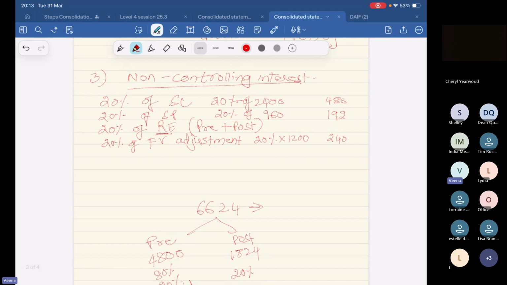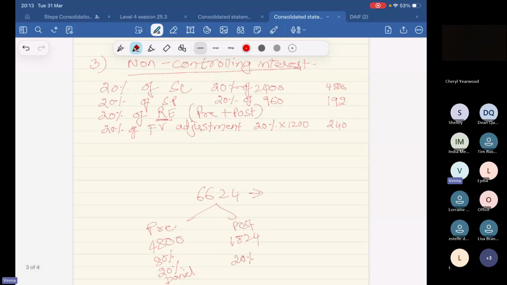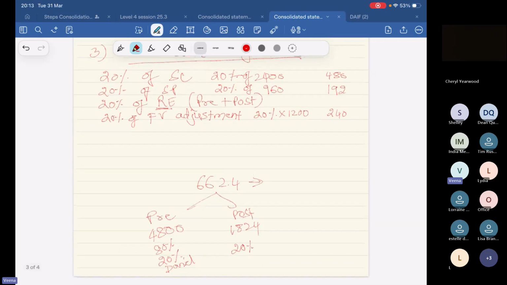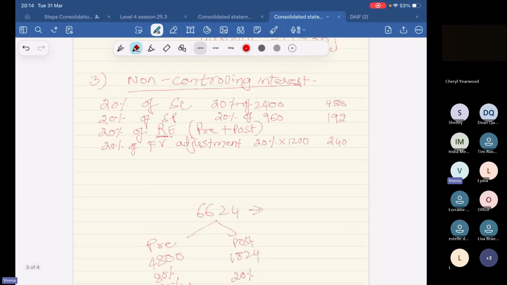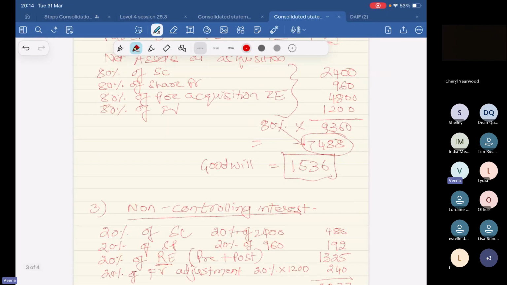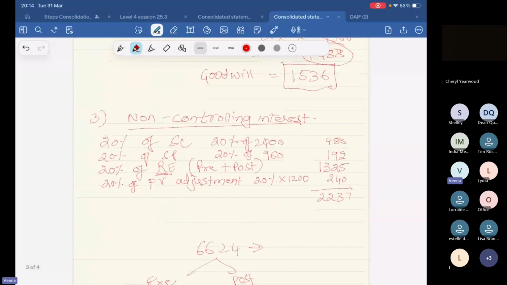So I'm going to do pre plus post. Basically I'm taking 20% of 6,624, because you get a share of both. So 20% of 4,800 plus 20% of 1,824, both put together, gives me 1,325. The fair value adjustment I've taken is 240. Have I taken all the numbers? Yes. So all put together, this comes to 2,237. So this is your non-controlling interest, your goodwill, your percentage of acquisition.